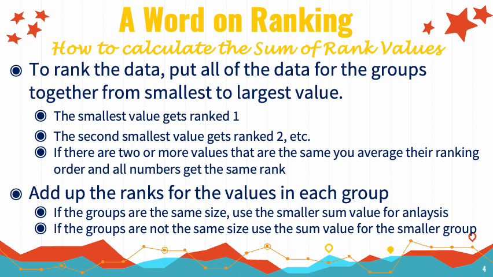You then add up not the values themselves, but the ranks for the values in each group. If the groups are not the same size, when you perform your testing, you would use the sum of the values for the smaller group. If the groups are the same size, then you would perform your analysis using the sum of the values, that is the smaller number. To help you understand this, we will walk through an example on the next slide.